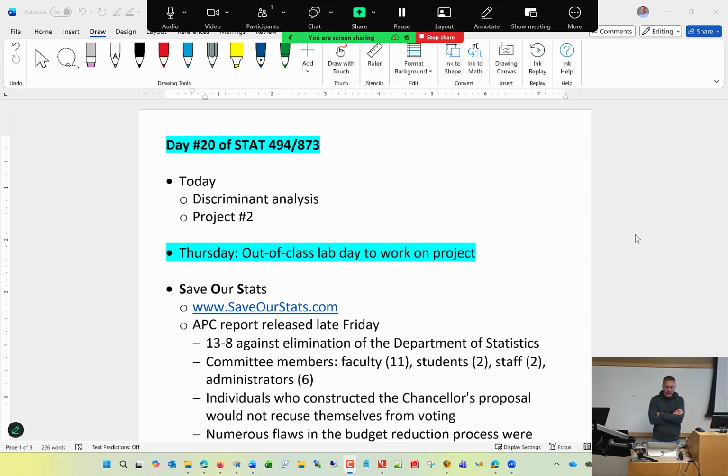Today we will start discriminant analysis. Probably talk a little bit about project number 2, that last problem that's on the project. On Thursday, we will have an out-of-class lab day to help you work on the project. I'll explain why I needed to change the schedule to do that shortly.